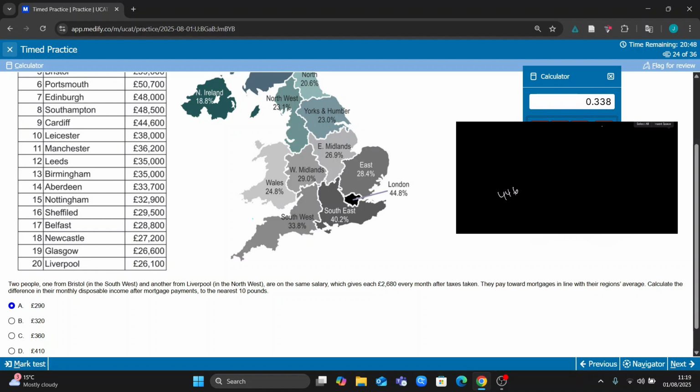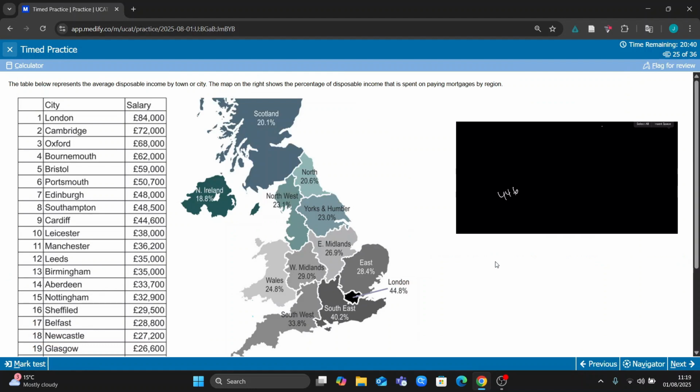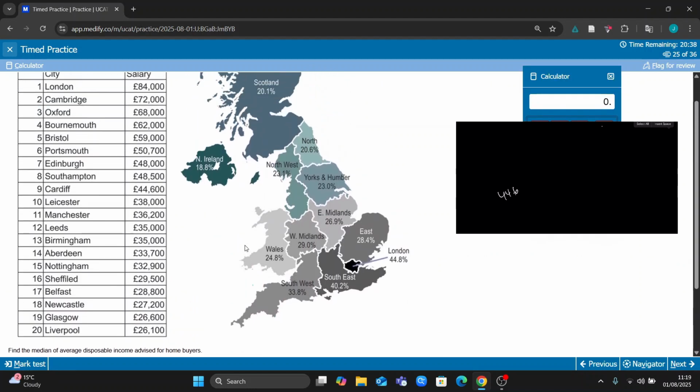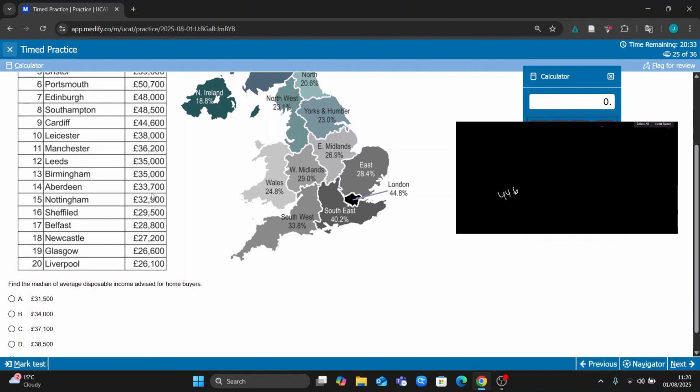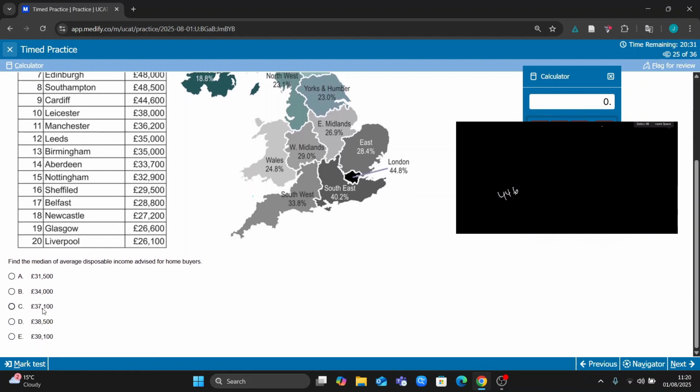Okay, 0.338 minus 0.231, times that by 2680. 286. Yeah. Median of average disposable income advised for house buyers. Median is going to be the middle two values here, 10 and 11, so 37.1.